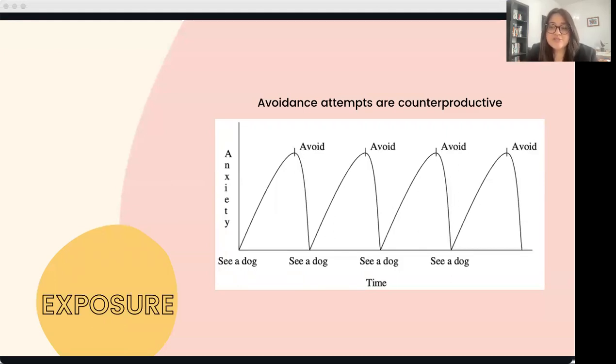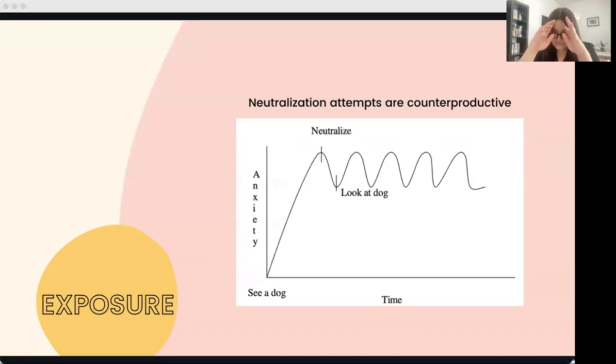So the first thing we need to explain is that attempts to avoid a feared situation are actually counterproductive. Let's say that someone is afraid of a dog and that every time they see a dog while they're out on a walk, they choose to cross the street in order to avoid the dog. What we see is that in the short term, sure, anxiety decreases, but in the long term, anxiety about dogs never actually disappears. So avoidance here really is not a useful strategy.